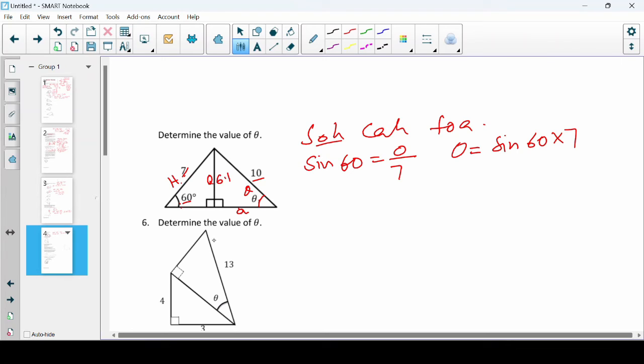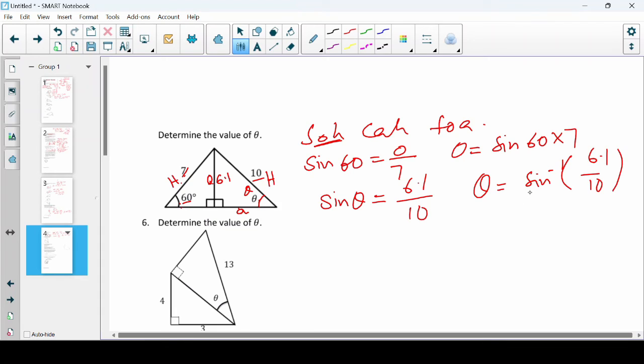So now hypotenuse and opposite are given to us. So again we use sine theta is equal to opposite, 6.1, over hypotenuse, 10, and theta is equal to sine inverse of 6.1 over 10. So this is how you can find this angle.